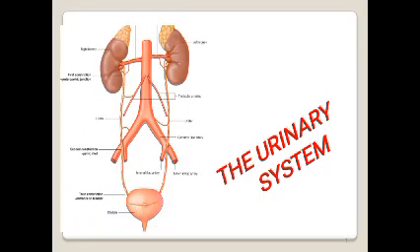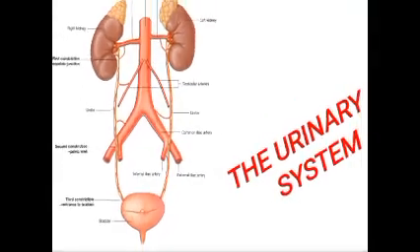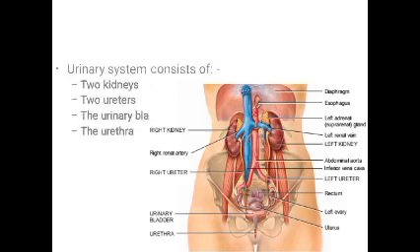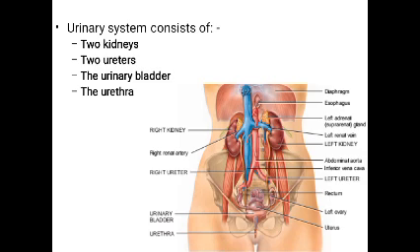The urinary system. This diagram shows the parts and the structure of the urinary system. The second diagram shows just like that. The urinary system consists of two kidneys, two ureters, the urinary bladder, and the urethra.